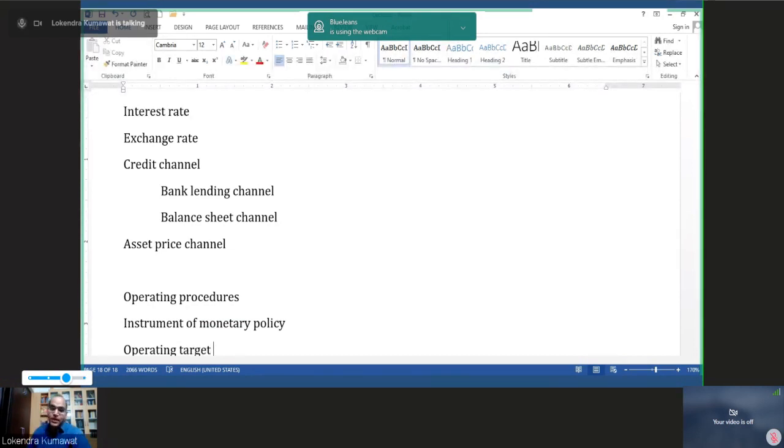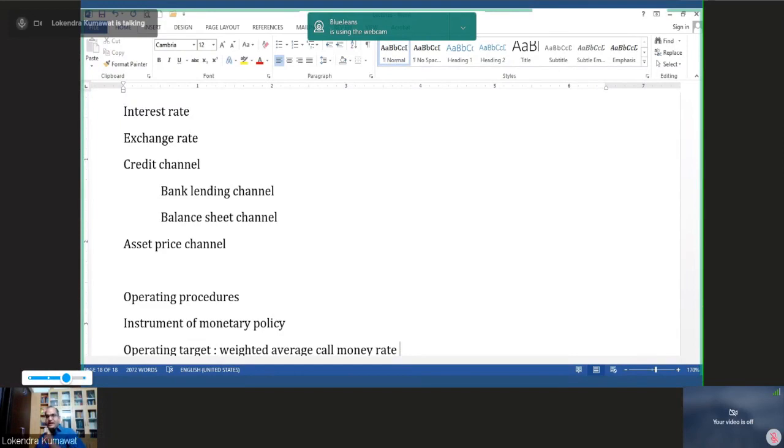Operating target of monetary policy. The operating target of monetary policy is the target the central bank keeps in mind when it conducts monetary policy operations on a regular basis. As of today, India's operating target is the weighted average call-money rate. Call-money rate is the interest rate in the interbank overnight market for overnight funds, the shortest term rate of interest. This is what the Reserve Bank targets.